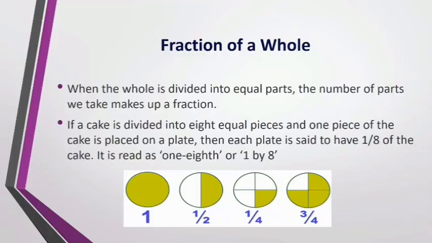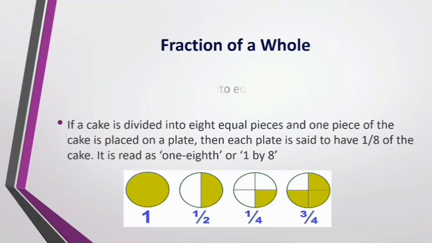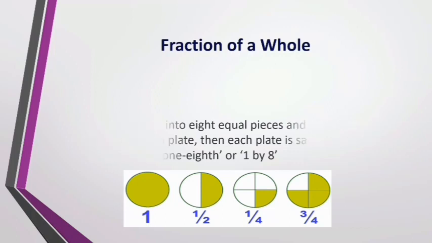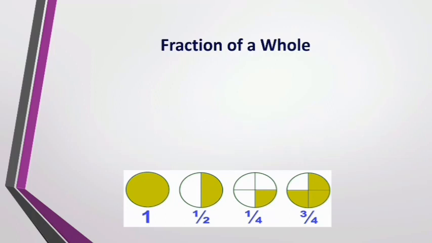Now come to the fraction of a whole. What is a fraction of a whole? When the whole is divided into equal parts, the number of parts we take makes up a fraction. If a cake is divided into 8 equal pieces and one piece of the cake is placed on a plate, then the plate is said to have 1/8th of the cake, because whenever you are talking about a fraction, the bottom part should be pronounced as an ordinal number. It is read as 1/8 or 1 by 8.